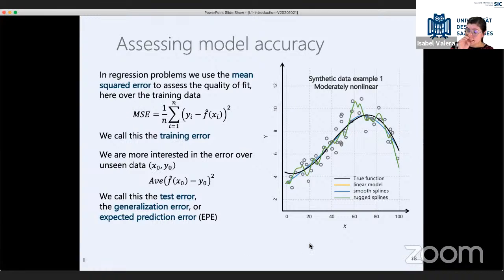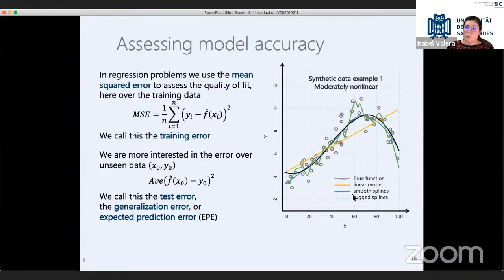What we can see here on the right-hand side is an example where we have x's and y's, and we have the true function from which this synthetic data has been generated, which is this gray-black line. If we train a linear model, this is the best we can do. So you can see that we are not fitting these gray circles very well.